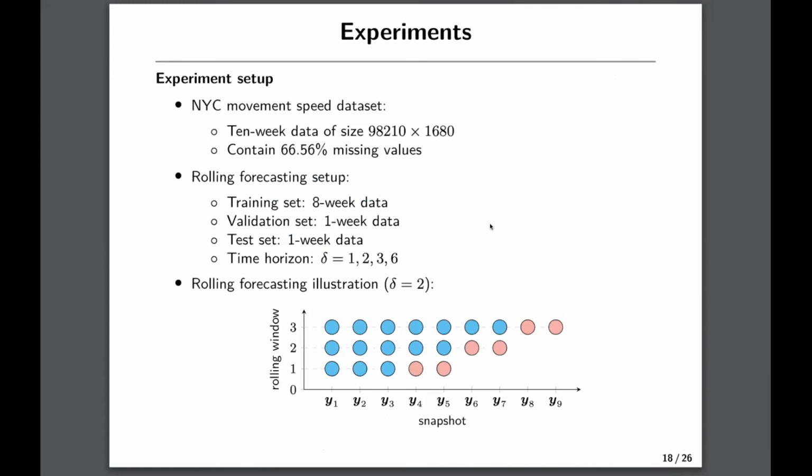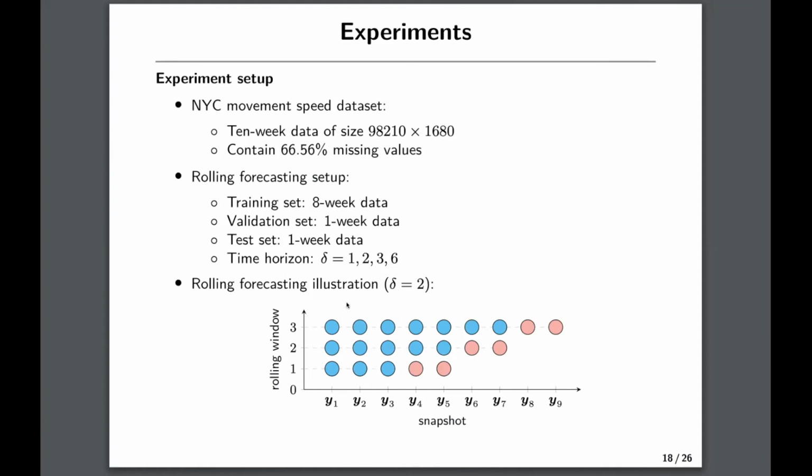In our experiment, we consider the Movement speed dataset for evaluation. For New York City, we use the first 10 weeks of data, and this data contains a certain number of missing values. The rolling forecasting is set as follows: we use 8 weeks of data for training, 1 week for validation, and another 1 week for testing. The time horizons are set as 1, 2, 3, 6.